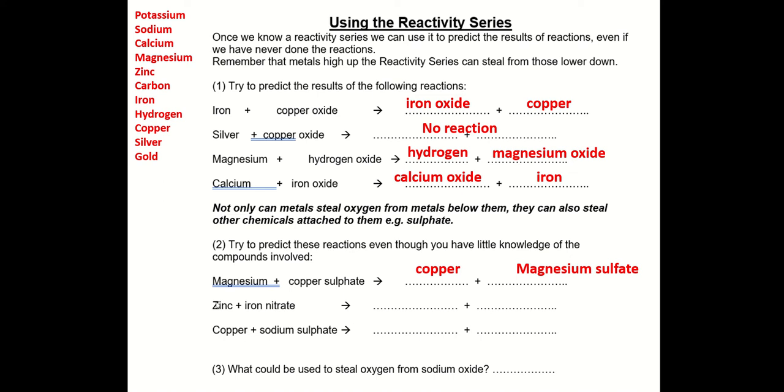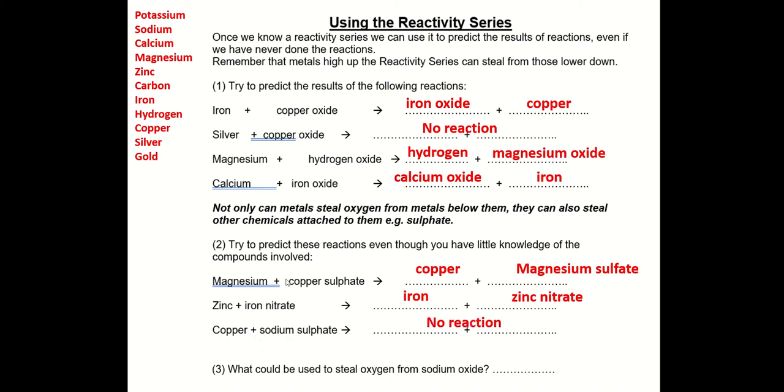This one, zinc and iron nitrate. So again, look at the reactivity series. So zinc's here, higher than iron, so it can steal away. So what we'll be left with is iron by itself, and the zinc will have stolen the nitrate and become zinc nitrate. And finally, copper and sodium sulfate. Well, copper is down here, sodium's way up there, so no, it's never going to steal away from it, so that one can't react, so no reaction.